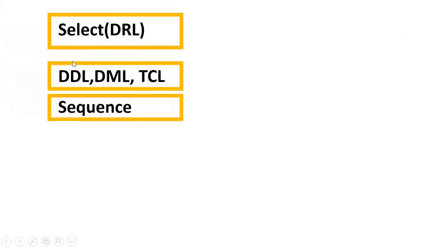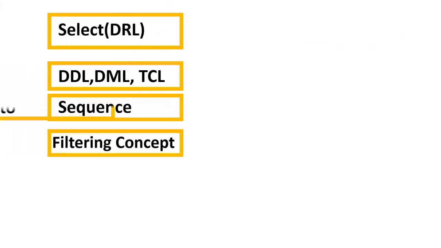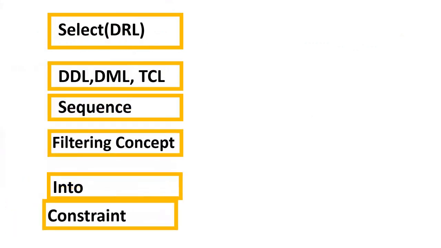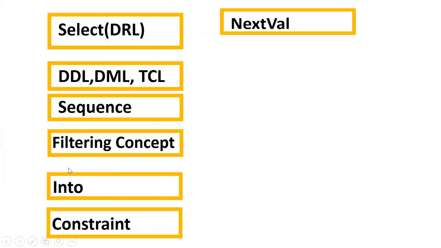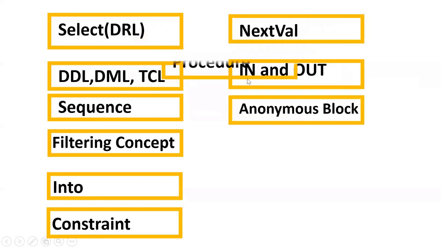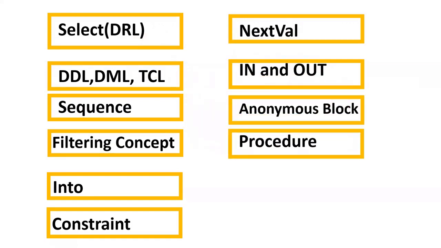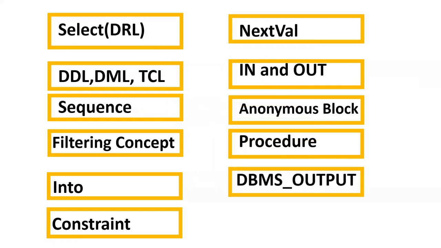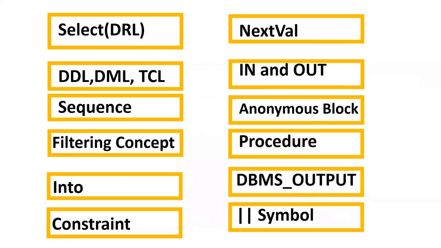To solve this requirement, we should have a better understanding of the following concepts: select statement, data retrieval language, DDL, DML, TCL, that is data definition language, data manipulation language, and transaction control language. These are SQL statements you should be aware of. Also sequence for incremented values, filtering concept, INTO clause, and default constraint, which we are using here. Then in and out parameters, anonymous block, and procedure. You should know what a procedure is and how to write one. DBMS_OUTPUT is to see the result on the console, and the pipe symbol. If you know these concepts, it will be easy to understand the requirement.